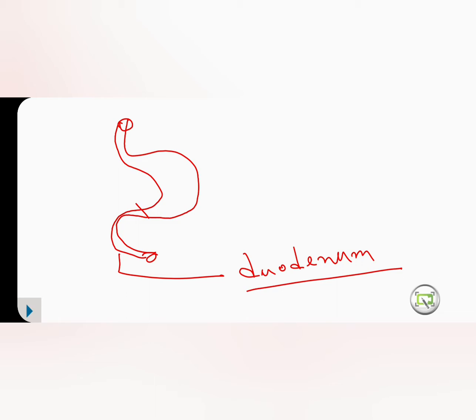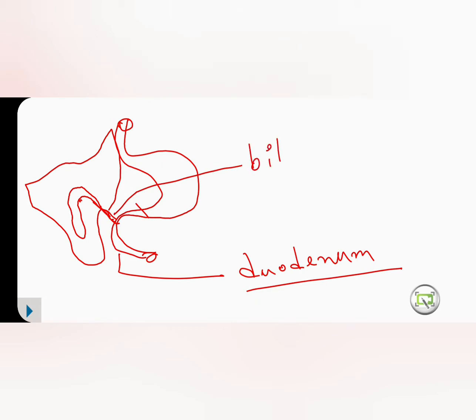In this loop of duodenum, there are two associated digestive glands. One is the largest gland of our body, that is liver. This liver is brick red colored largest gland present in our body, and this liver is connected with duodenum through a duct known as bile duct. So liver and duodenum are connected together by bile duct. This bile duct is otherwise known as hepatic duct.